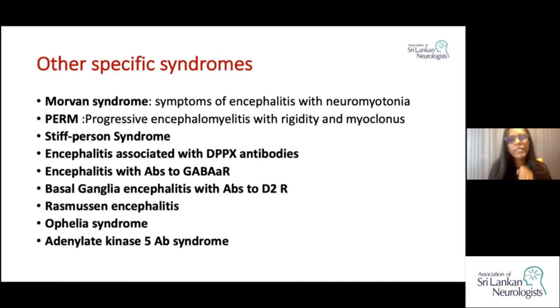So if you take the encephalitis with DPPX antibodies, they have a dominant gastrointestinal presentation as the presenting symptoms, for example, diarrhea or vomiting, and then they end up having encephalitis with seizures. If you have encephalitis against GABA-A receptors, this is very classically associated with torrential seizures. They have lots of status and frequent seizures.